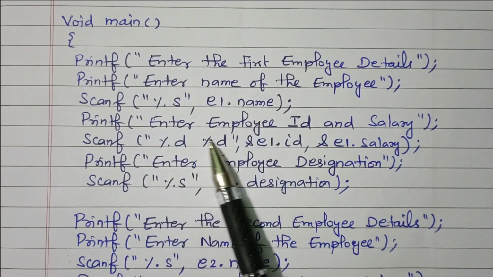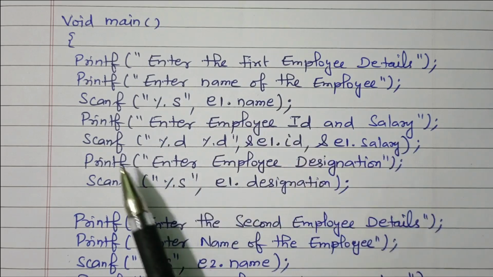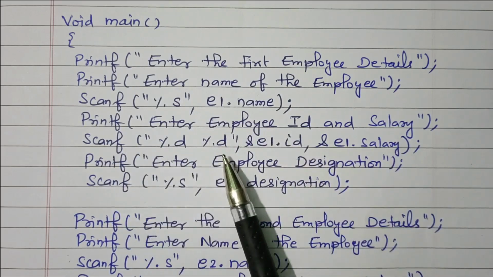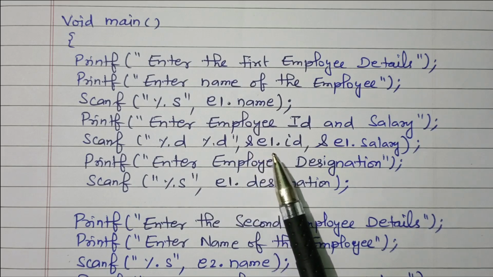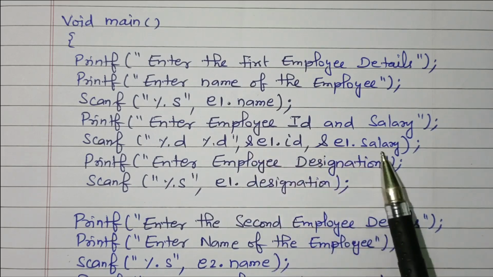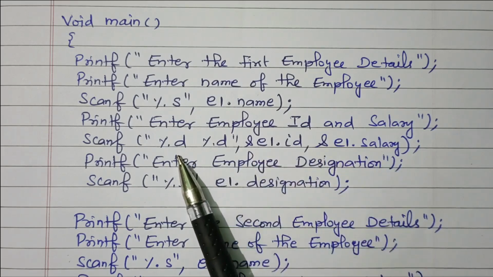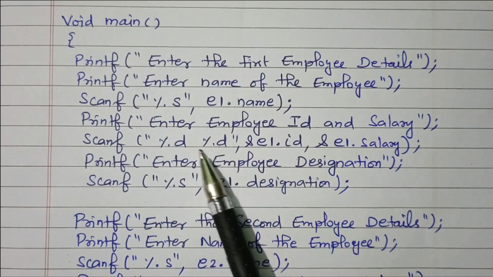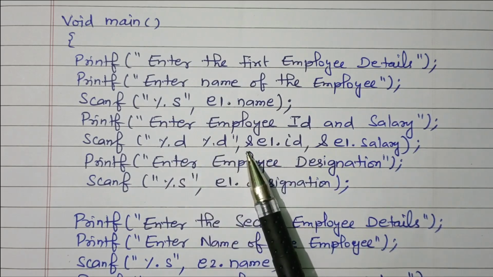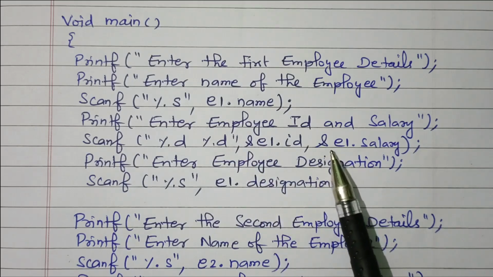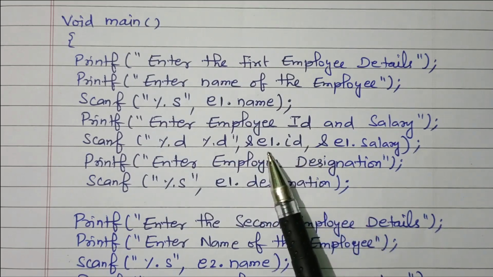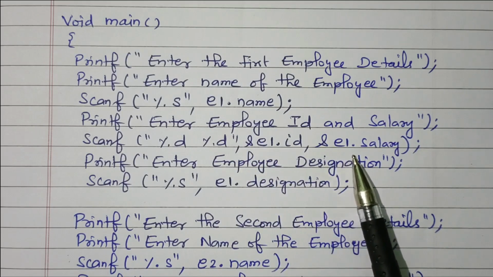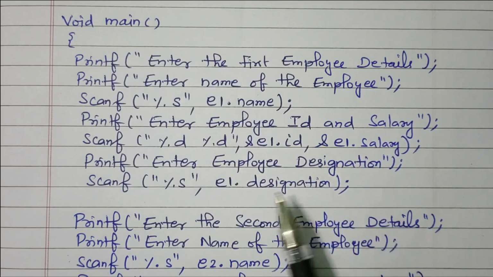Enter the employee ID and salary. Scanf, %d and E1 dot ID and E1 dot salary. %d refers to integer type. These two are integer type, ID and salary. And the ampersand refers to the address of the variable. E1 dot ID means the first employee ID. E1 dot salary means the first employee salary.